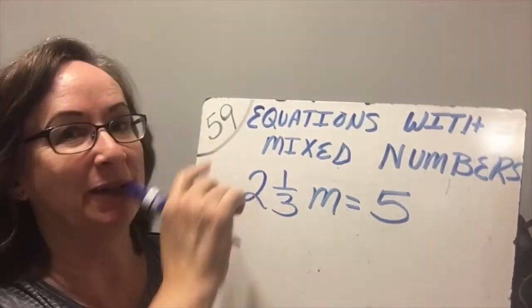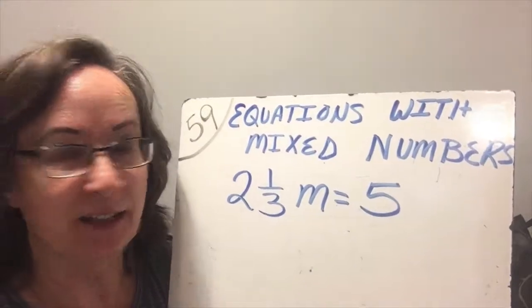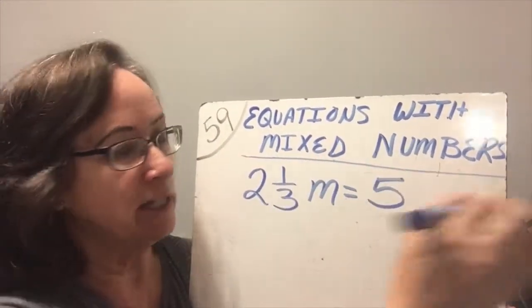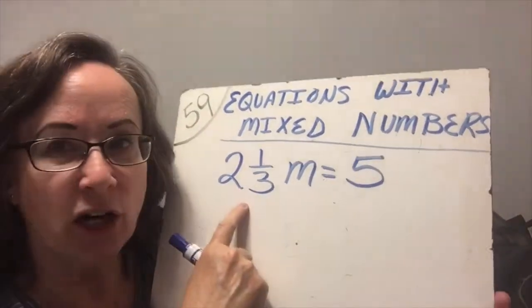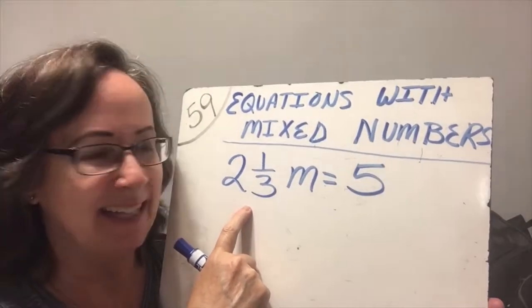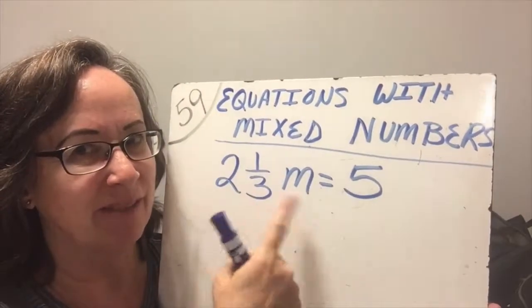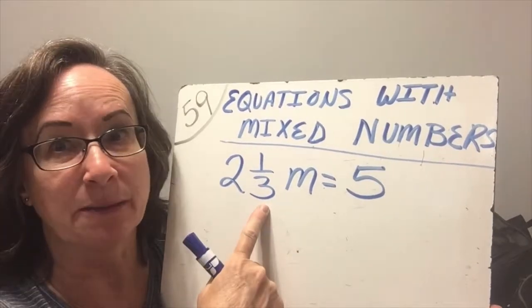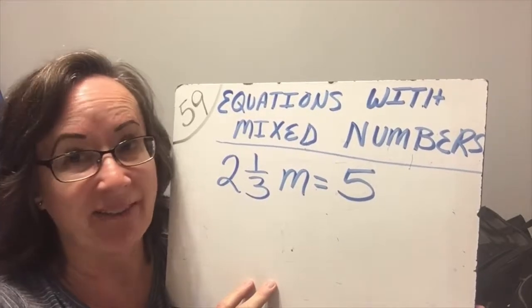And today we're doing lesson 59 in our blue book, and it's all about equations with mixed numbers. So now when we're solving equations with mixed numbers, the very first thing we want to do is turn the mixed number into an improper fraction, because we're always going to have to, in this case, multiply or divide. And when we multiply or divide by a mixed number, it gets messy. We want to turn it into an improper fraction, and then it's easy.